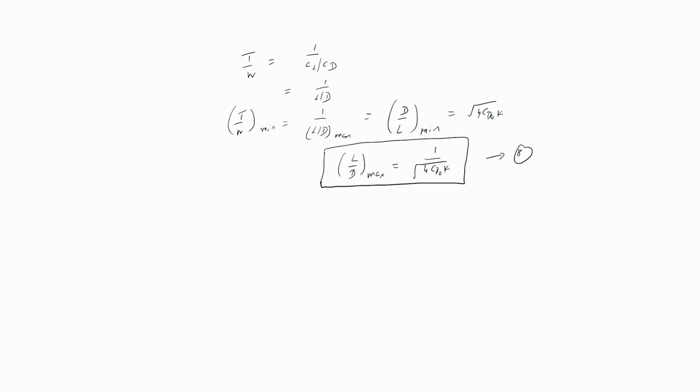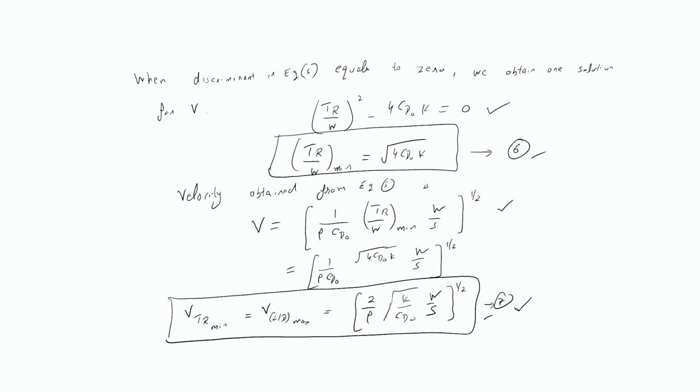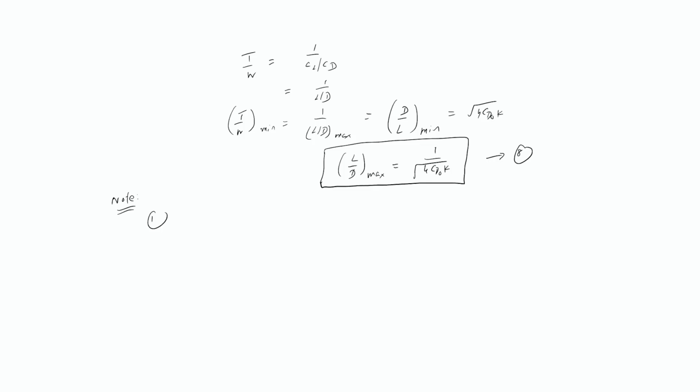So now there are a few points to note here. The first point is the value of thrust required. See this equation number 6. The value of thrust required is independent of the altitude. The value of TR minimum is independent of altitude. There is no density.